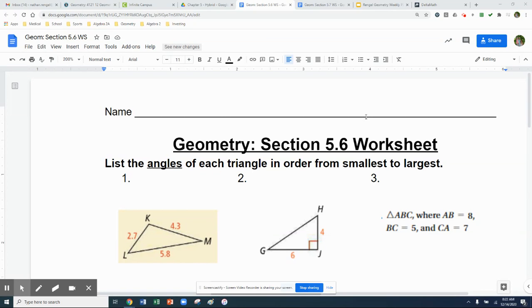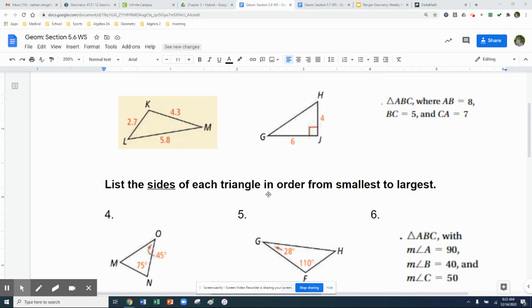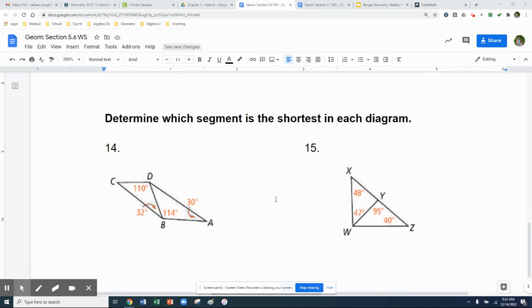If you want to turn your mic on, let me know. Are there any from section 5.6? If you've started to look at this one, are there any that you had questions on that you would like to go over that I can help you with? If you want to throw those in the chat, or if you have your microphone, you can turn on and let me know. 14, thanks, Grace. So we'll take a look at 14.